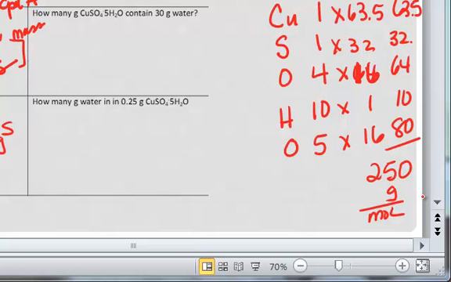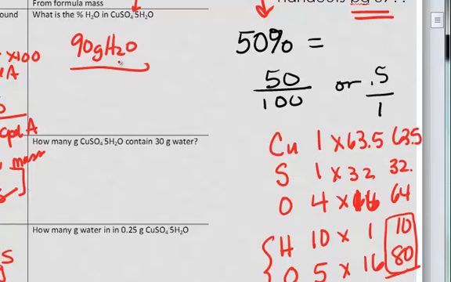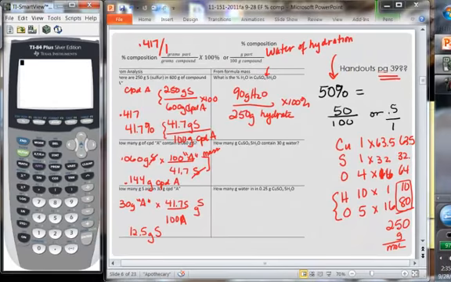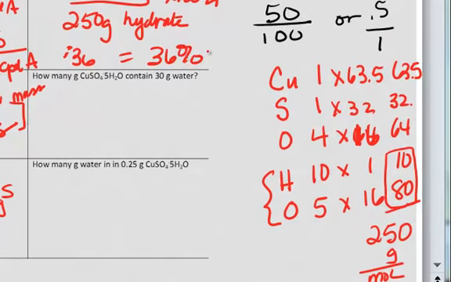So if we were asked for the percent water, well, right here is the water. Here's my H2O. And this is 10 plus 80. This adds up to 90 grams of water. And in a total of 250 grams of my hydrated salt. And then multiply that times 100%. So we have 90 divided by 250. That's 0.36, which is equal to 36%. So that means that there are 36 grams of water in every 100 grams of hydrate.